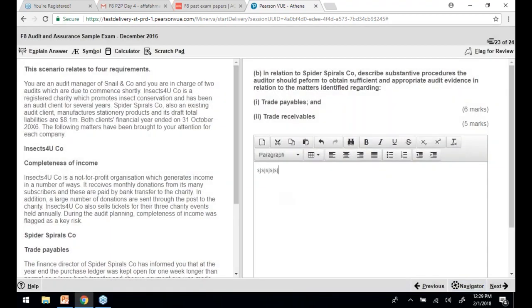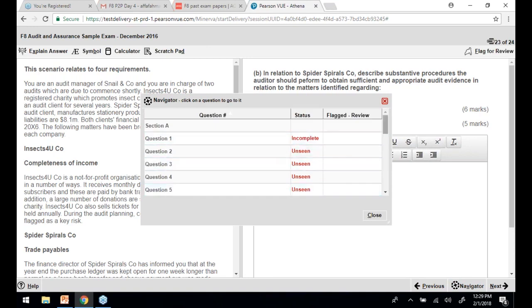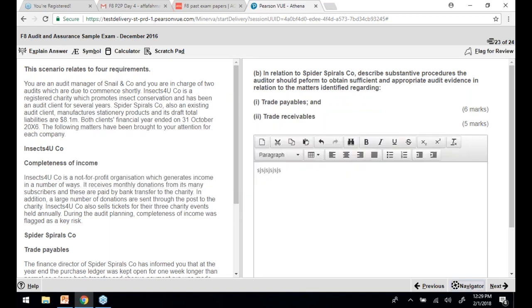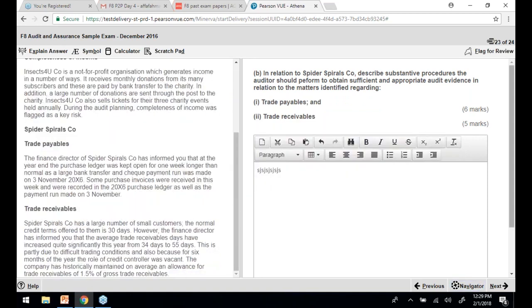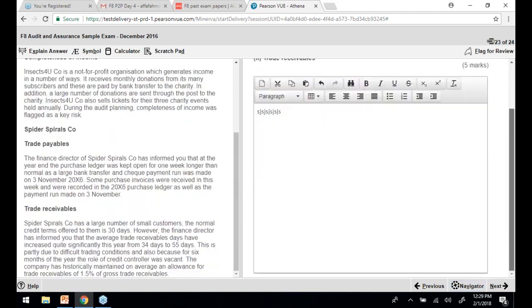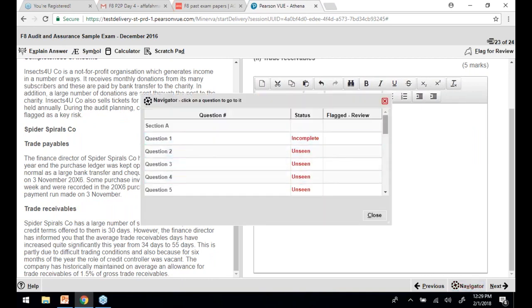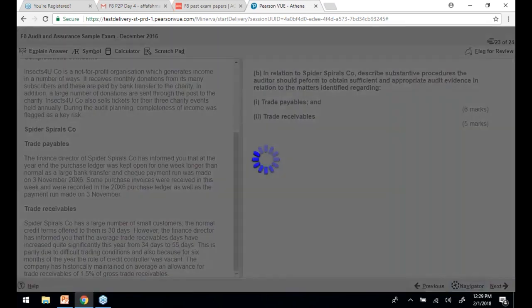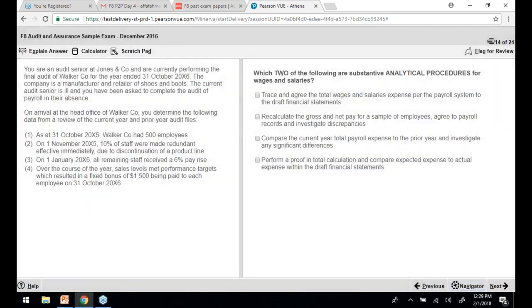Write down your answer, press the navigator, go back to question number 19. So again, until you've seen all of this, it keeps warning you, please read the question, please go through this. So I'll go back and I can navigate and go through question number 14, for example, which should be an OT case. So the navigator will help you go to different questions.